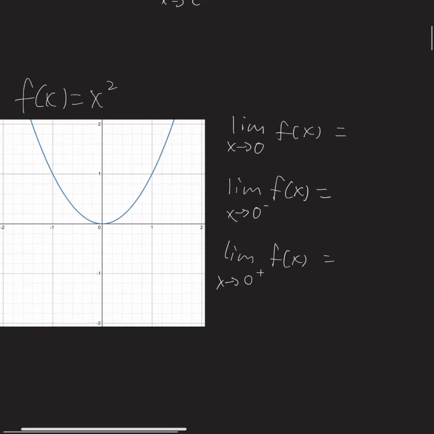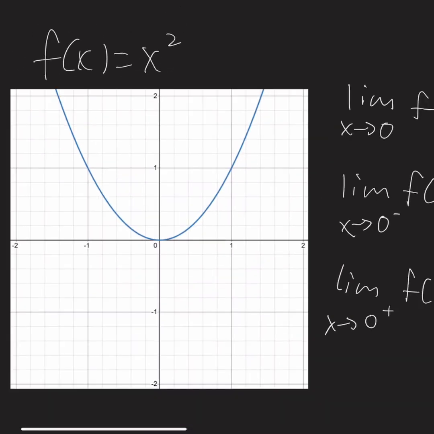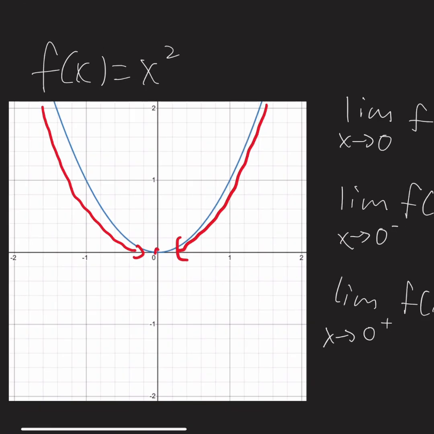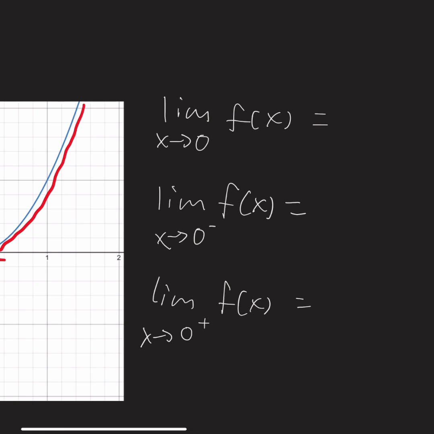Here's the graph of f of x equals x squared. Let's find the limit as x approaches 0, the left-hand limit, and the right-hand limit. Looking at the graph, we see as x approaches 0 from both sides, f of x is getting to the point (0, 0). So we can conclude that the limit at this point equals 0.